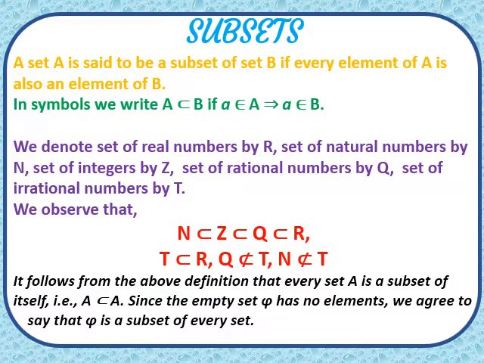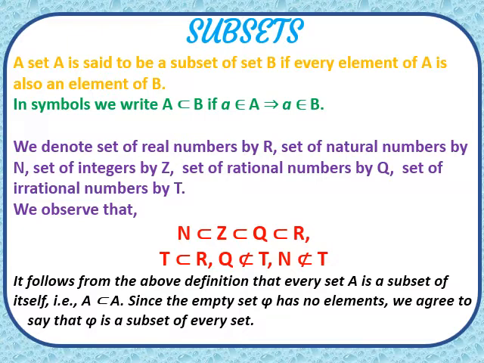And symbolically it is written as A is a subset of B if a belongs to A implies a also belongs to B. So this is the symbol of subset, that if an element a belongs to A, then it must imply that the element a also belongs to B.